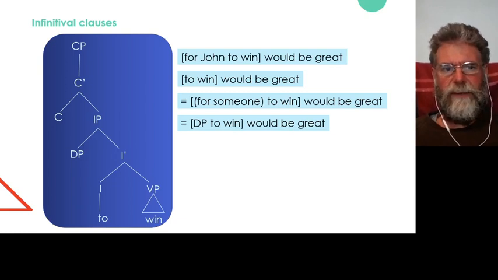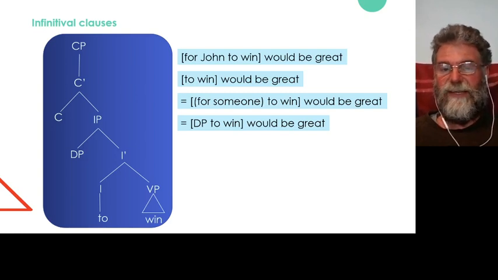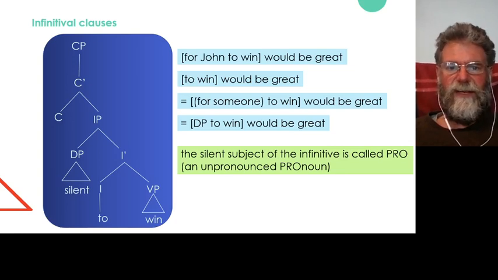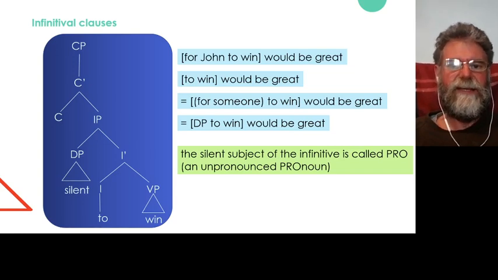So let's go back to our missing subject clause then. The to win would be great. Well, if we follow the argument up to this point, then we're forced to assume that there really is a subject sitting in that position. So there is a DP, presumably, which is doing the winning, is interpreted as the someone who is going to win, but it's just not pronounced. It's a silent subject.